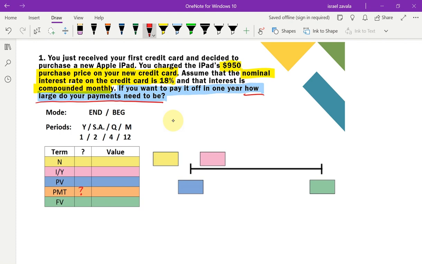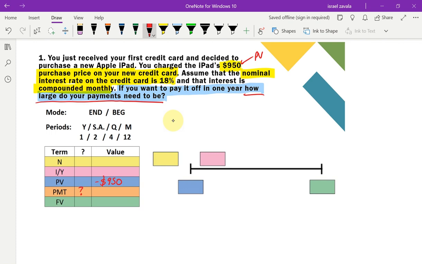Let's go through the rest of this problem. So we're going to charge $950 to this credit card. So this is going to be the present value, right? The future value is going to be what? So I'm going to put this here, 950. And that's going to be a negative because we're purchasing it.